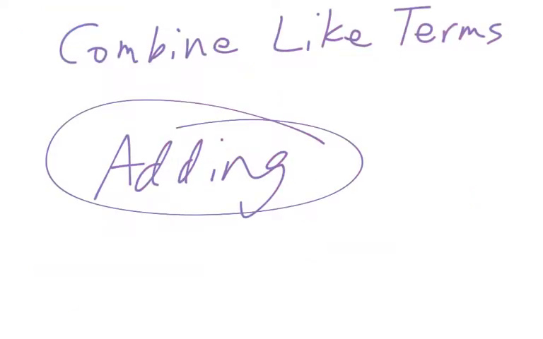So we talked about the parts already. And when you're combining like terms, guys, you're always adding. So we just did distributive property, right? Distributing is multiplying, where combining like terms is adding or addition. So keep that in mind as well.